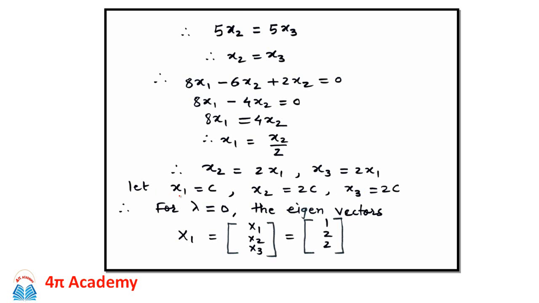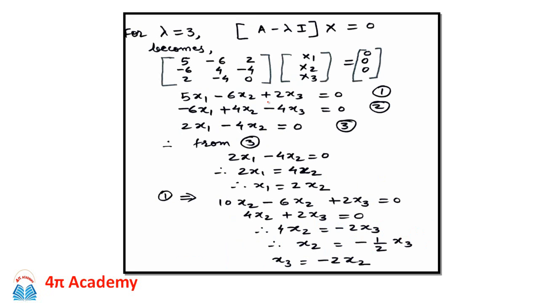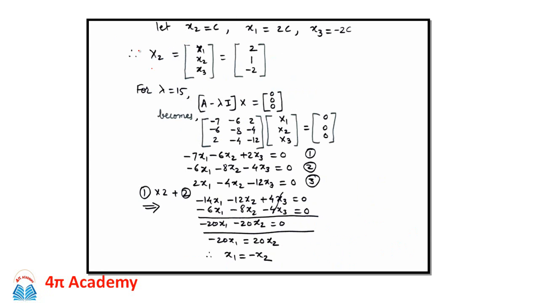So let us consider that x1 is equal to c. Then x2 will be equal to 2c and x3 is equal to 2c. So we can write the eigenvector x1, x2, x3 as 1, 2, 2. So these are the eigenvectors for our first eigenvalue, which is lambda equal to 0. Then for the next eigenvalue, which is lambda equal to 3, we follow the same process and find the eigenvector x2 as 2, 1 and minus 2. So these are the eigenvectors for lambda equal to 3.